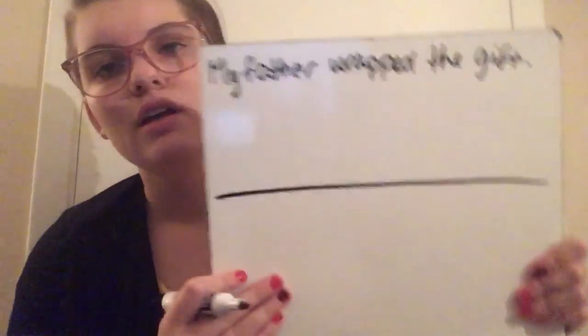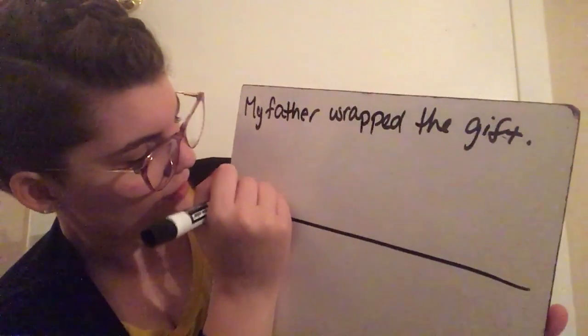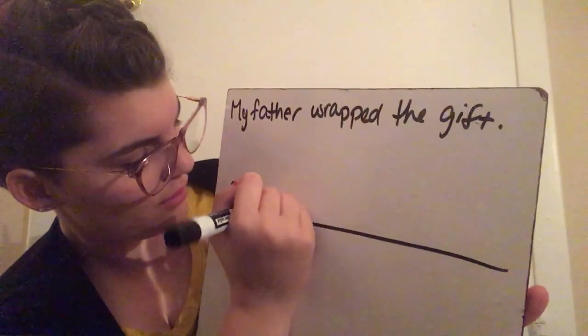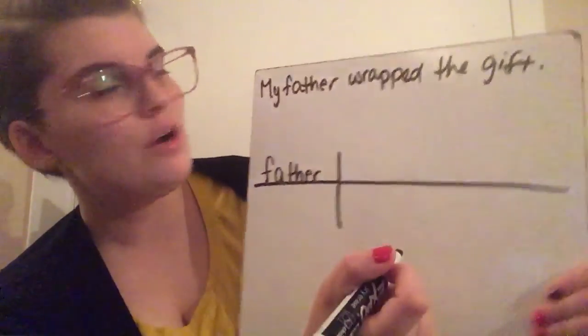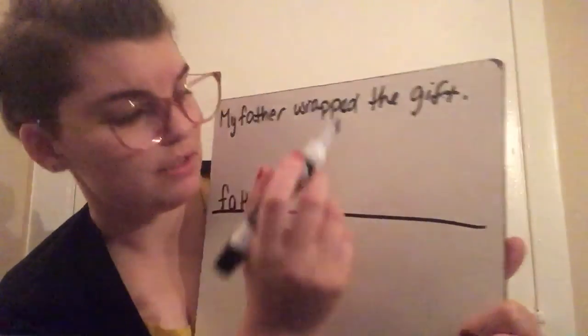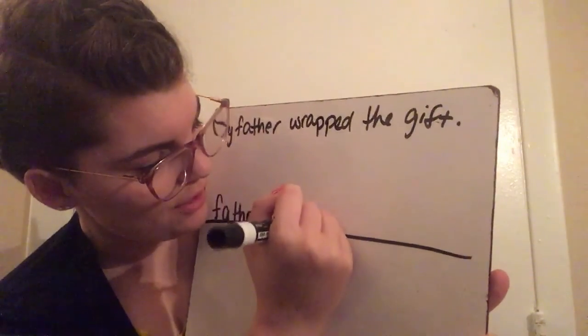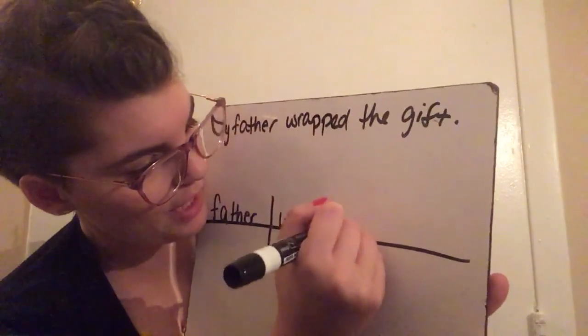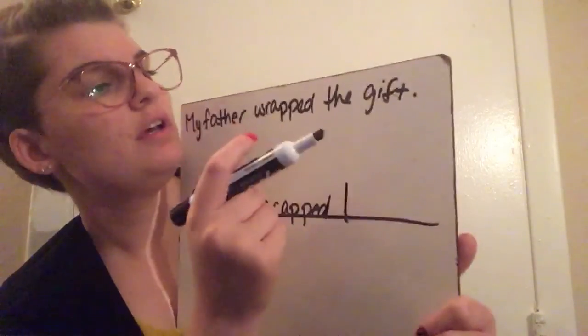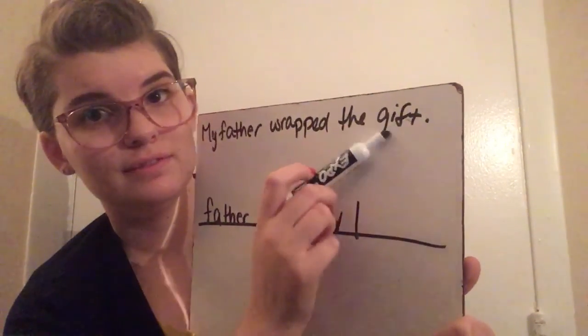My father wrapped the gift. Okay? So I'm just going to draw a huge long line here. So what do we start with? The subject. The subject is father. Draw a line. What's the verb? Wrapped. So you're going to go father, wrapped, and then what did he wrap? Gift.